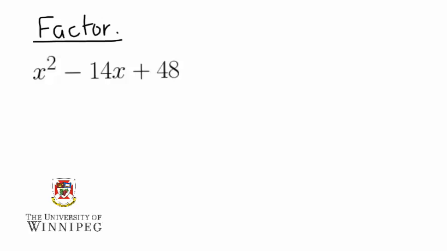In this example, we'd like to factor the quadratic expression x squared minus 14x plus 48. Now remember, to factor our quadratics, we're looking for two numbers that will add to our middle term and multiply together to give us our constant term. So in other words, we're trying to find p and q so that p plus q equals negative 14, and p times q gives us a value of 48.